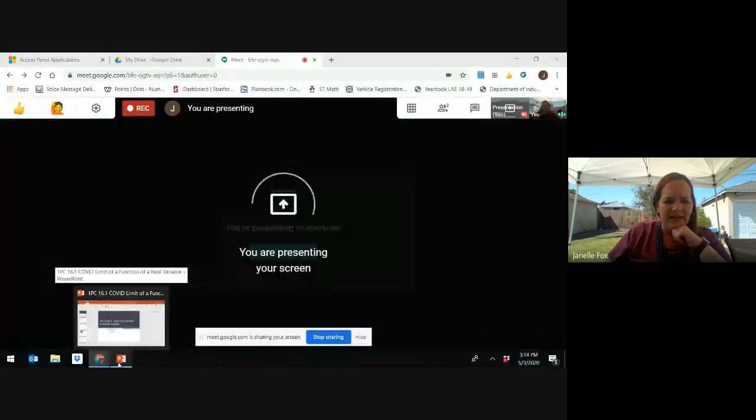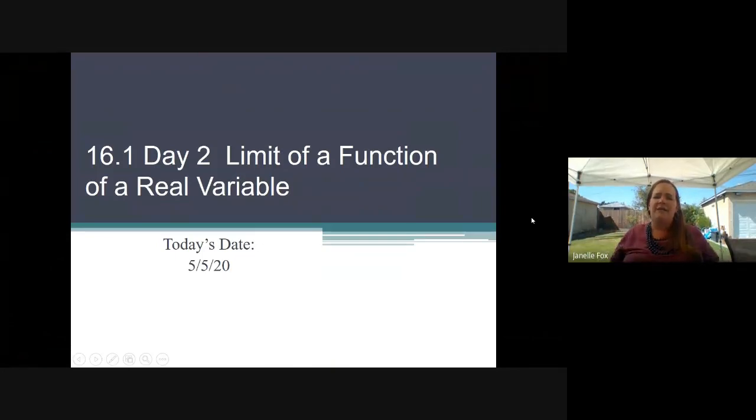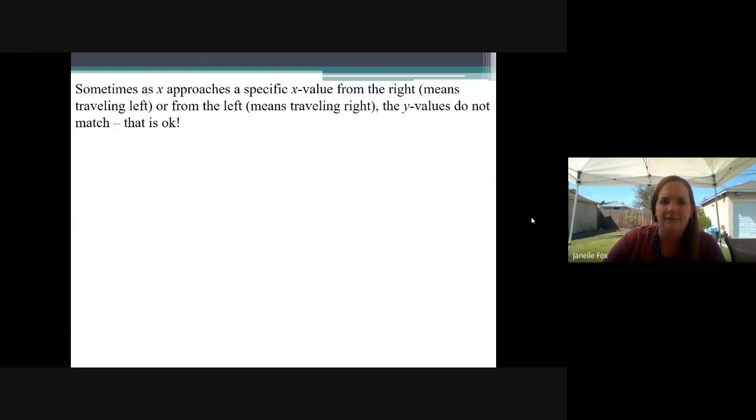It's the same title that we had before, except it's just going to be day 2 today. We're going to do the limit of a function, day 2, and talk about some more notation and all sorts of good stuff like that. We're going to start with writing right away today. Sometimes x will approach a specific x value either from the right or from the left.